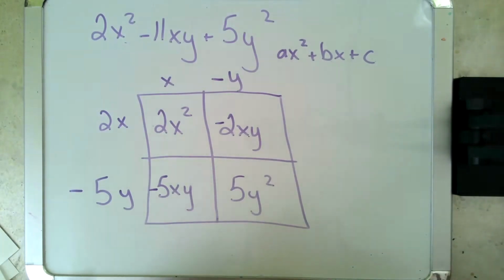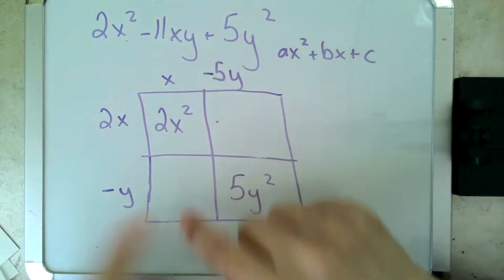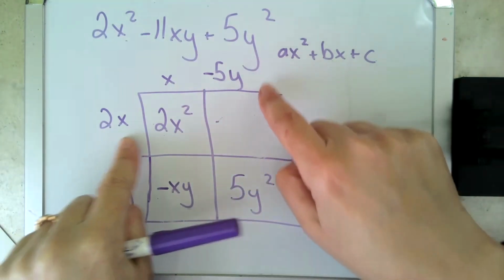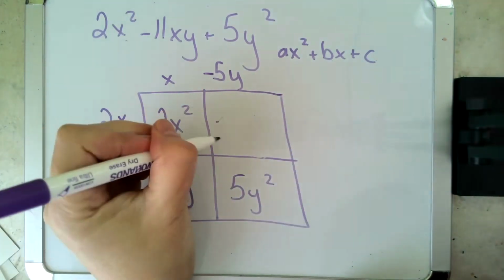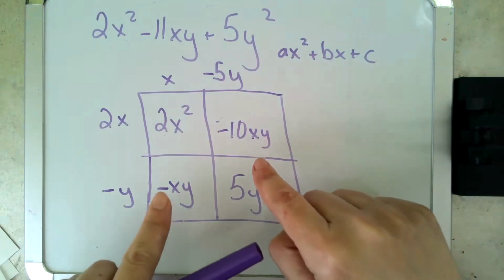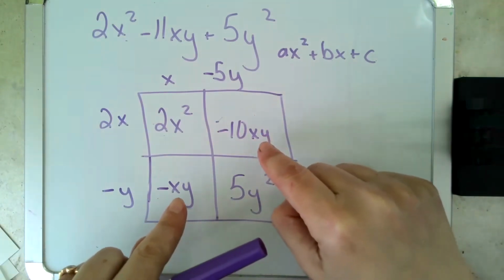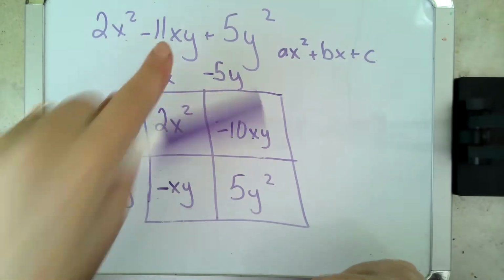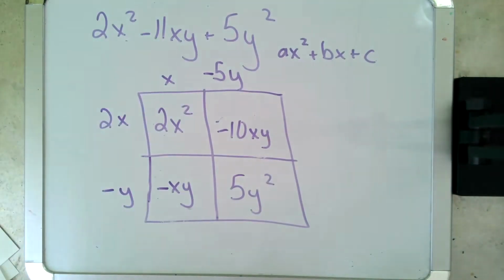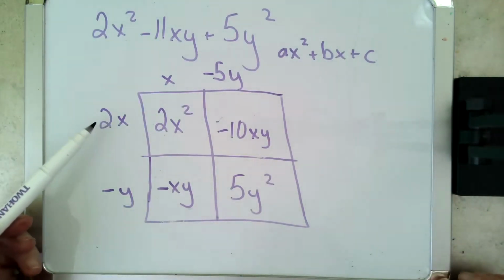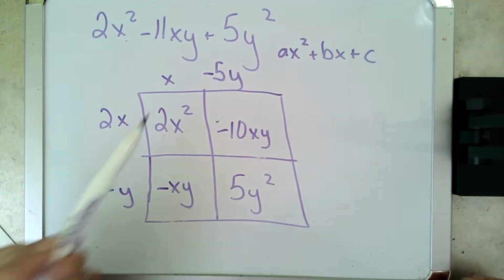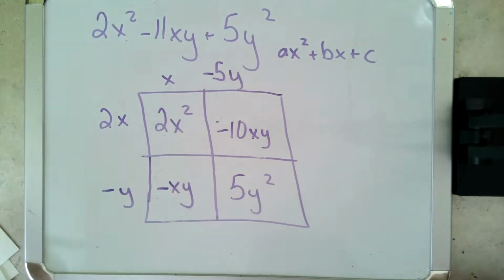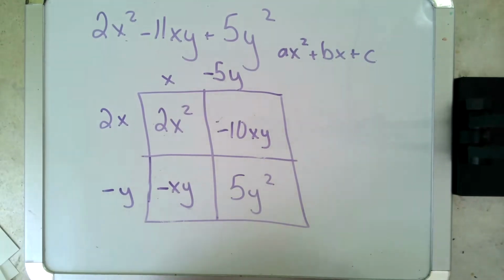That's not right, so let me reverse where I put that 5. Negative y times x, 2x times negative 5y, and now when I add them together, negative xy minus another 10xy gets me my negative 11xy. And so my two factors are 2x minus y and x minus 5y. So that's another way to do this. Let's take a look at yet another version.